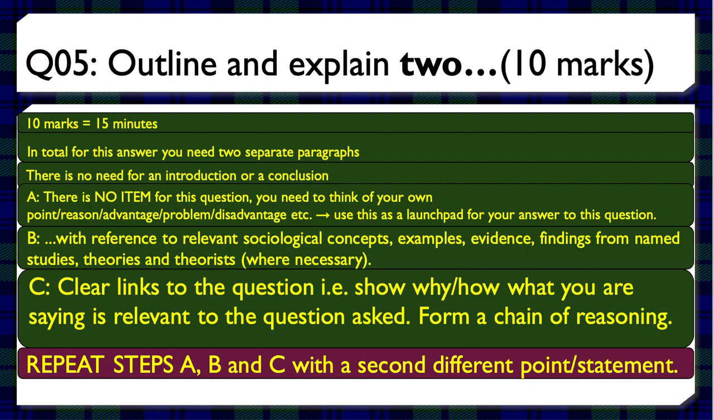If the question asks you to outline and explain 2 either advantages or problems of using a research method, then you need to state what that problem is and then develop this in the rest of the paragraph with sociological concepts, examples and findings from studies where necessary to illustrate those points. For your second paragraph, you need to repeat the process with a second point. Make sure that your second point is different from your first one, and as a final reminder, please note that the examiner's report states that there are no marks for evaluation for this question.